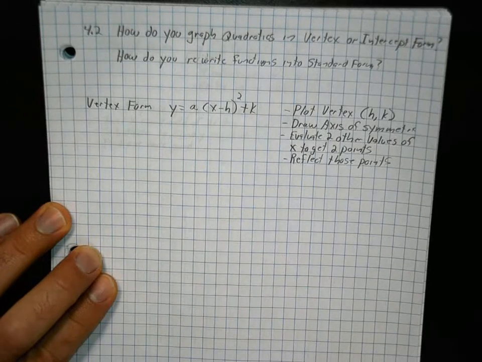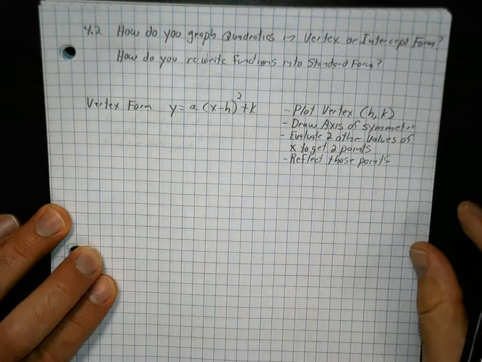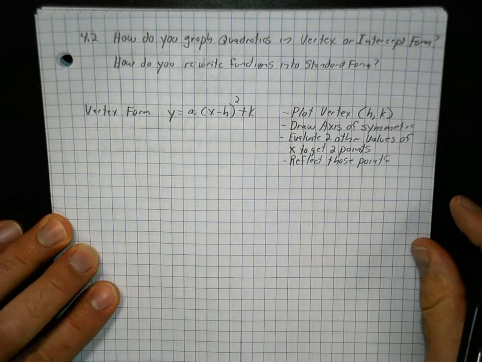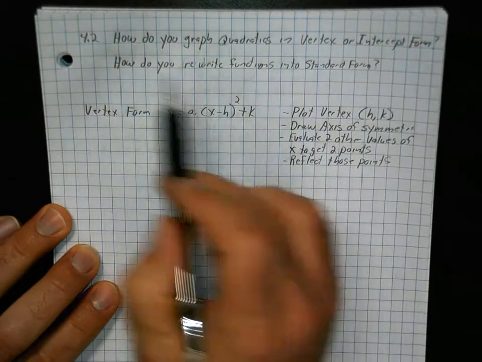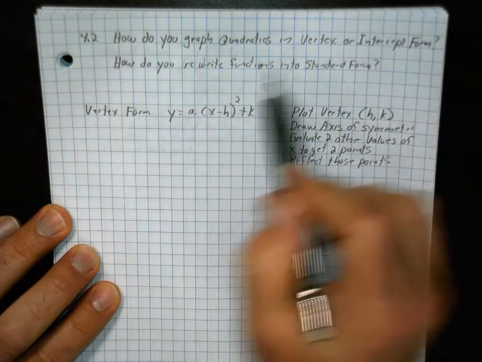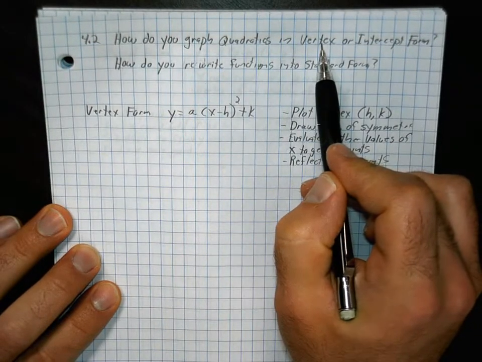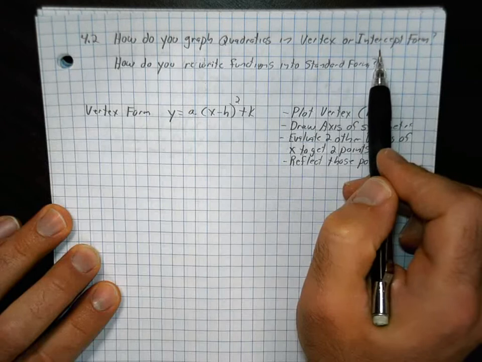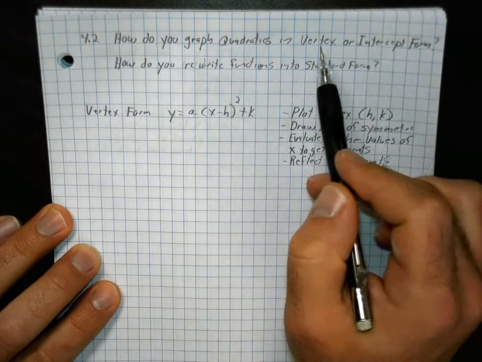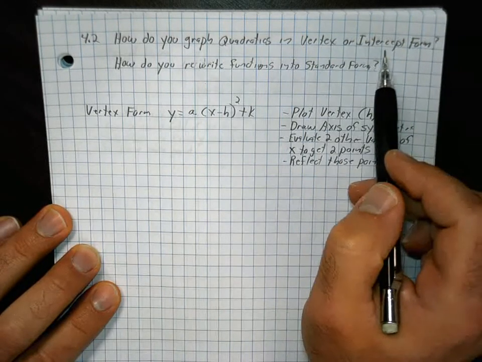Okay, we're looking at section 4.2, and there's a few things in 4.2 that we want to learn about. The first part is graphing. How do you graph quadratics that are in vertex form? And how do you graph quadratics that are in intercept form? So we'll look at what each of those forms look like and how we graph them.